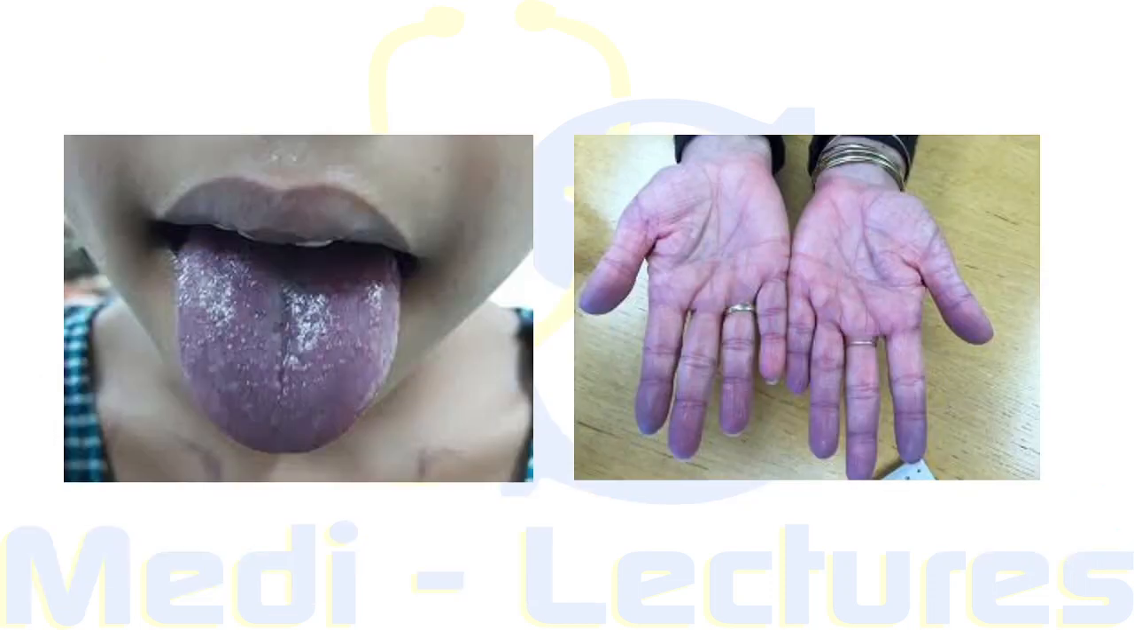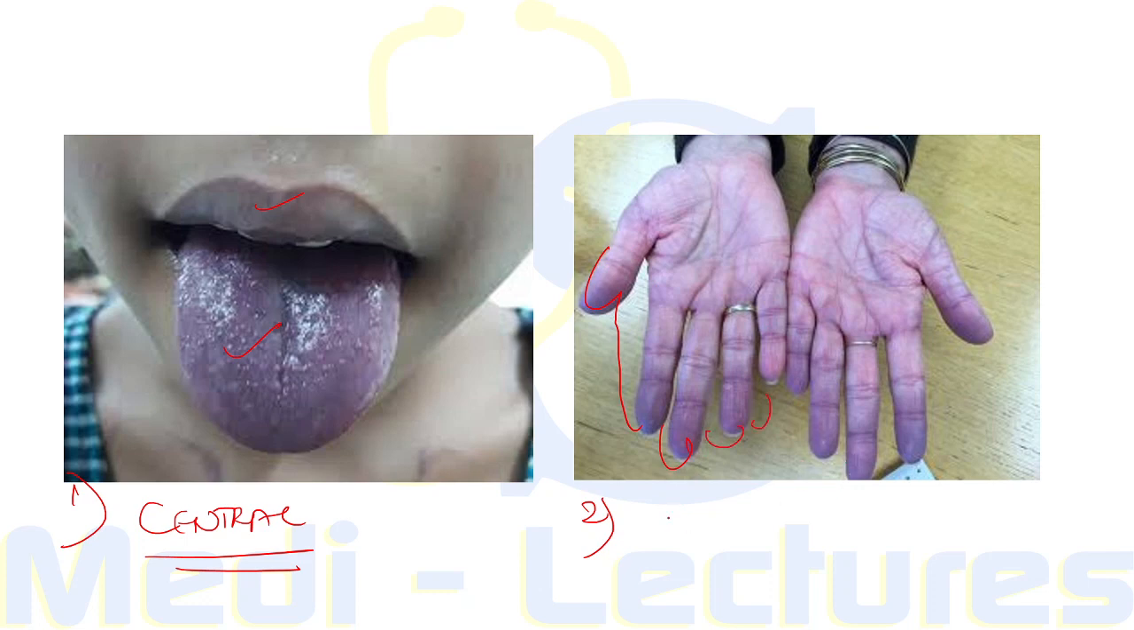So we have two photographs in which the first one is showing bluish discoloration of tongue and lips, which is present in central cyanosis. Also in central cyanosis, there can be peripheral bluish discoloration of skin. On the other hand, this is the bluish discoloration of the fingers, which can be present in both central as well as peripheral cyanosis.